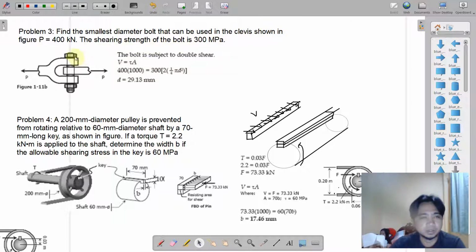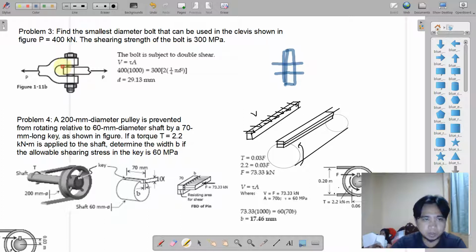in the figure, wherein P is set to be 400 kilonewton and the shearing strength of the bolt is 300 megapascal. So the first thing to do is, I think we should have the FBD. Say this is the bolt. So if this is the bolt, when we apply the force, it will be cut into two.